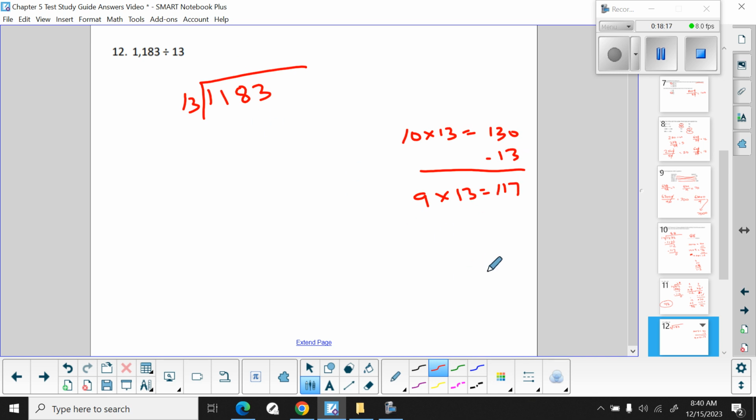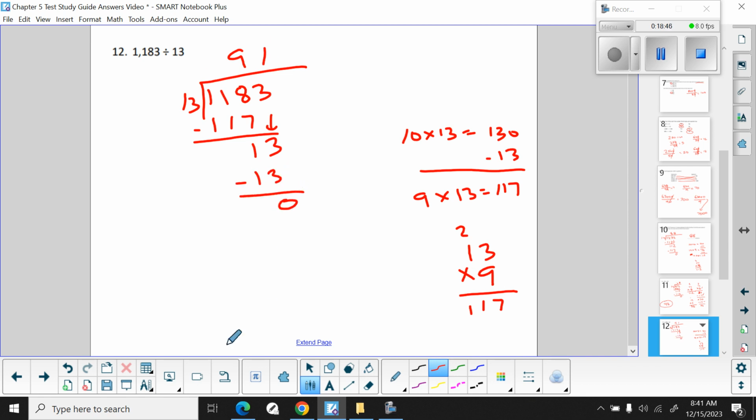That looks like it works, but let's just check that that actually equals 117. So 9 times 3 is 27. Carry the 2. 9 times 1 is 9, plus 2 is 11. Yep, 117. So 9 times 13 is 117. My remainder is 1. I bring down the 3. How many times does 13 go into 13? 1 time. 1 times 13 is 13. We have no remainder. There's our answer. Oops, let's fix that real quick.